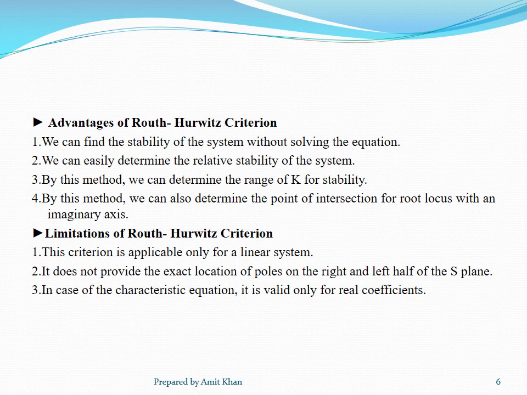But there are also some limitations of Routh-Hurwitz criteria. This criteria is applicable only for linear systems. It does not provide the exact location of poles on the right half and left half of the S-plane. In the case of the characteristic equation, it is valid only for real coefficients.